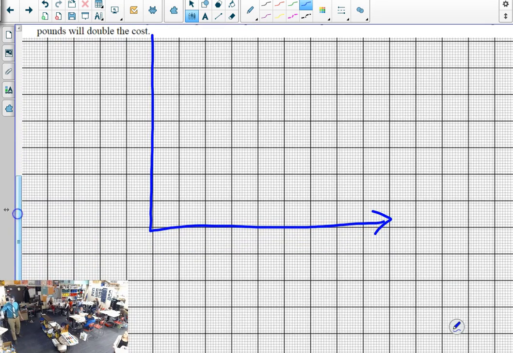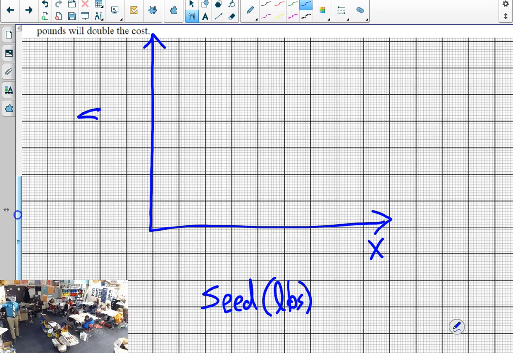Draw your axes, right? Your x and your y. So in your notes, draw x, y axis. Can the price go up without my amount going up? No. So we say that price is dependent on the amount. Since the amount is independent, it's your x-axis, so we're going to put the amount of seed down here. Which means then over here, we're going to put dollars, how much it costs.